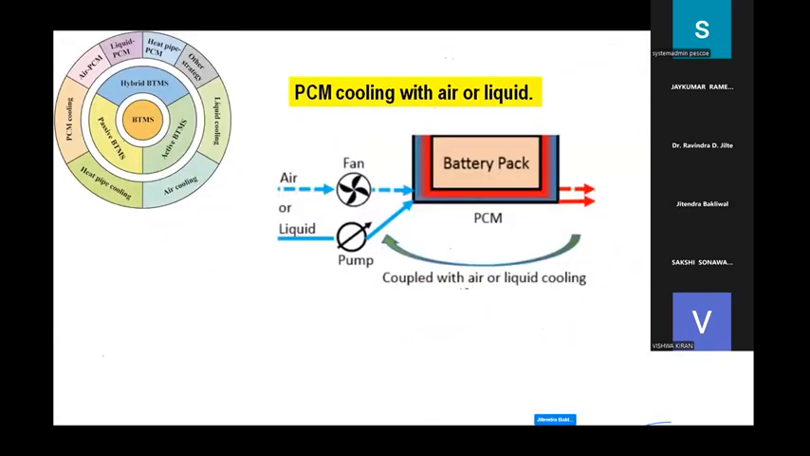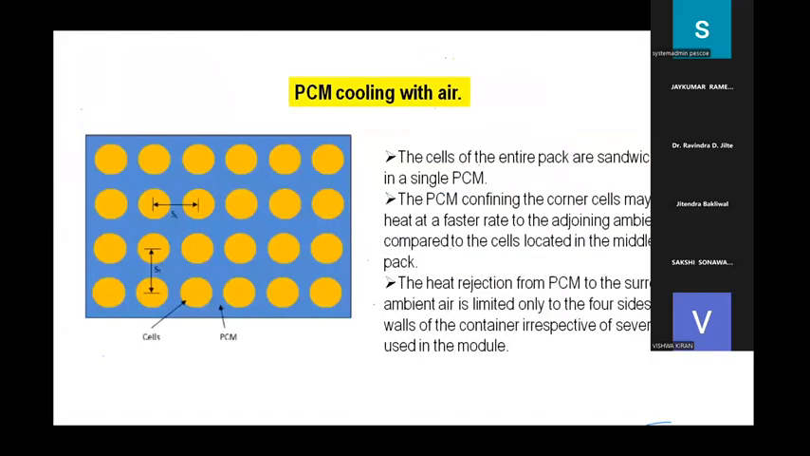Then the third category is called the PCM. In the case of PCM cooling, we have the phase change material which picks up the heat from the battery, and later on we can dissipate the heat from the PCM to the ambient. So this is the third technique or the third classification. We also work on this aspect.